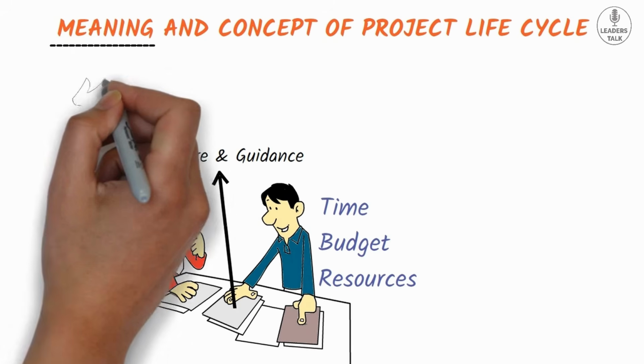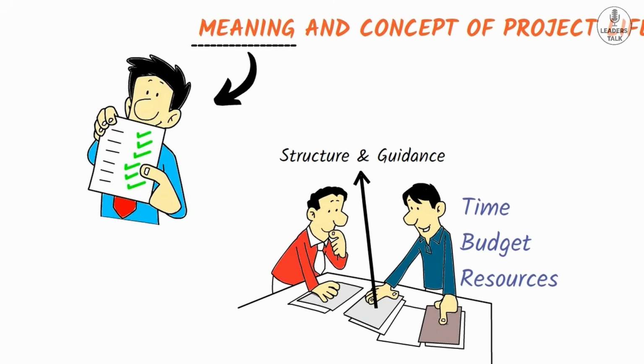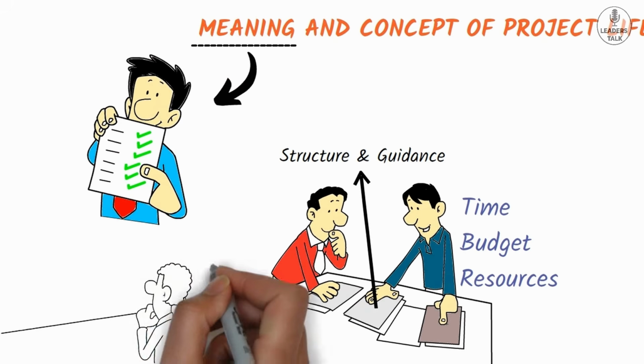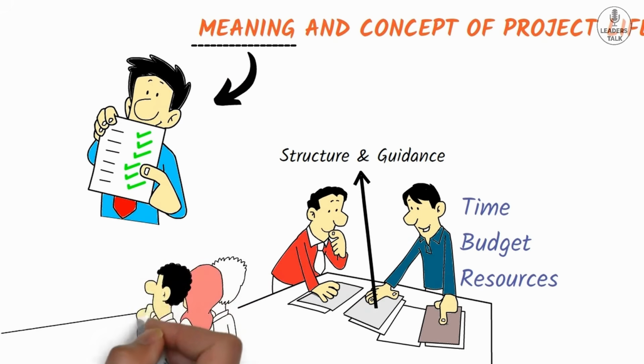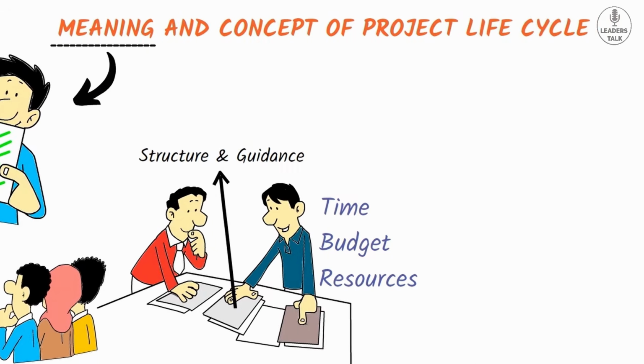Meaning of project lifecycle. The project lifecycle represents the phases a project goes through, each with distinct objectives and outcomes. It helps project managers and teams understand where they are in the project, what needs to be accomplished, and how to progress further. This structured approach enhances efficiency and minimizes the chances of confusion or mismanagement.